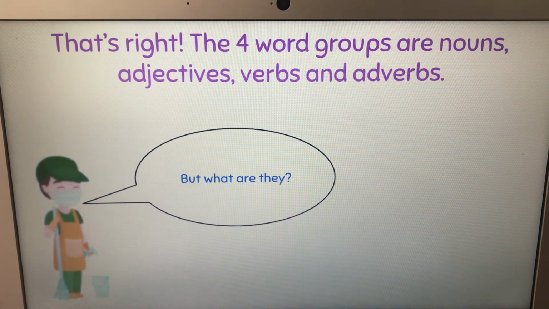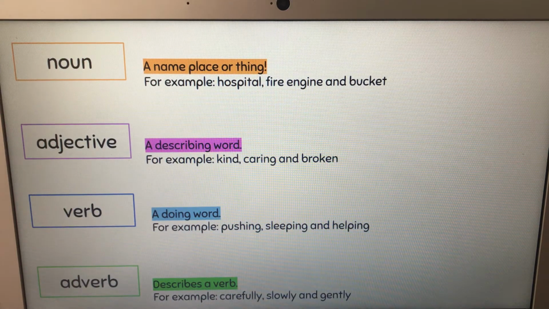Let's recap together. A noun is a name, place or thing. For example, hospital, fire engine and bucket. Usually a noun is something that we can touch. An adjective is a describing word and it usually describes a noun. For example, kind, caring and broken. They all describe things. A verb is a doing word. For example, pushing, sleeping and helping.